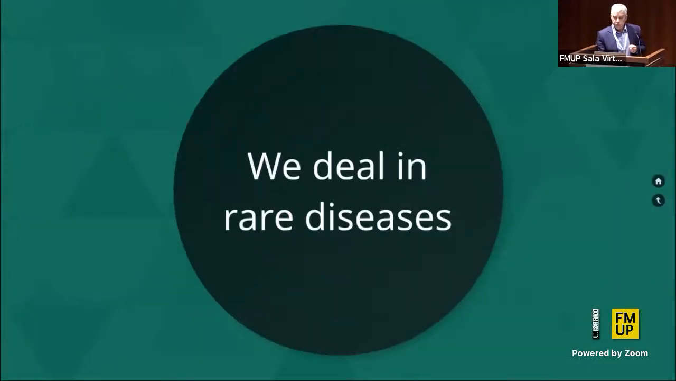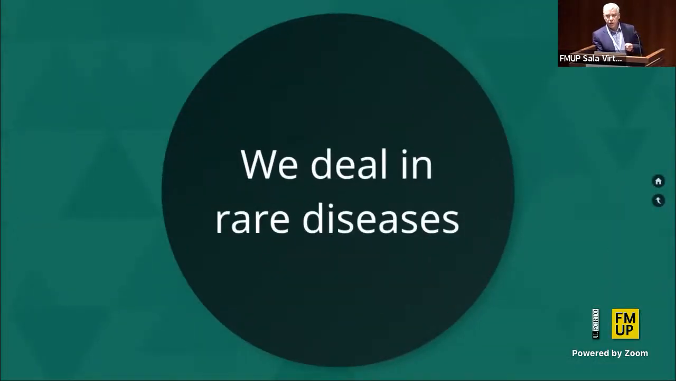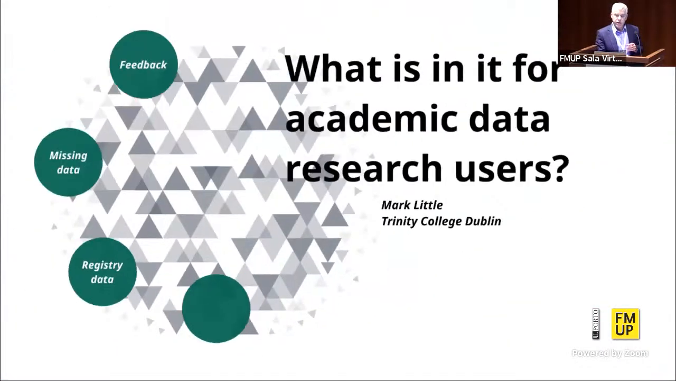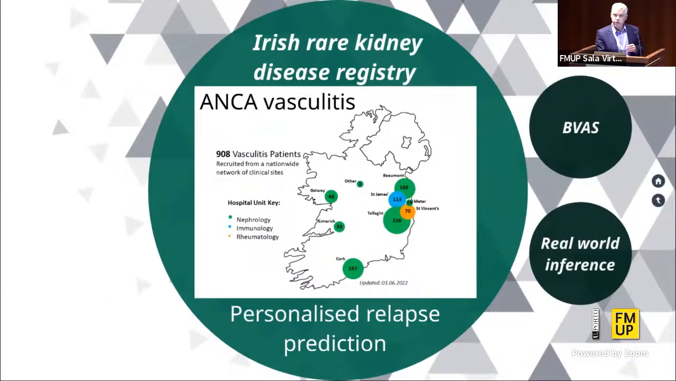So I am in the rare disease space. Particularly, I'm interested in rare autoimmune diseases. When you look at rare diseases, you really need to think about registries. And this is a registry that I'll refer to in this talk. It's from a small, relatively insignificant country off the western coast of Europe called Ireland. And we have a national registry called the Rare Kidney Disease Registry.